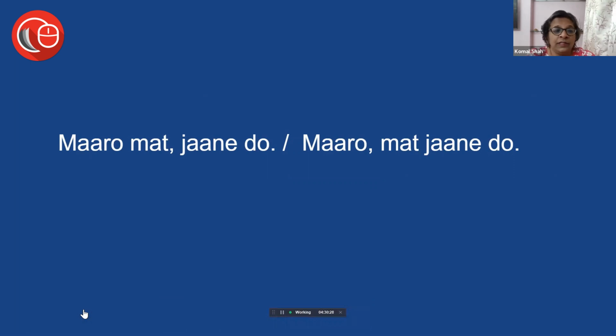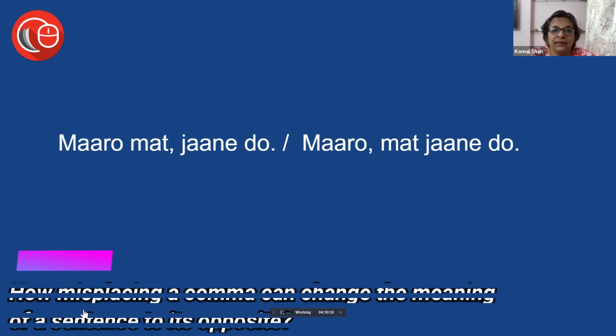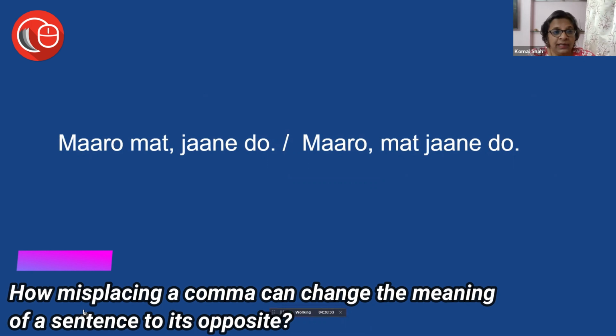So this sentence is "maro mat, jane do." So you don't hit, and let the person go. Otherwise, when the comma is put at the other place, "maro, mat jane do," it is the exact opposite meaning of the sentence, where you move a comma one word before where it is. It's completely an opposite sentence.